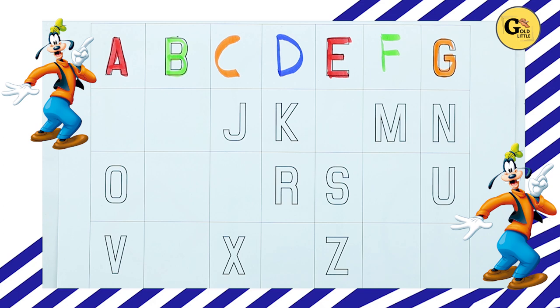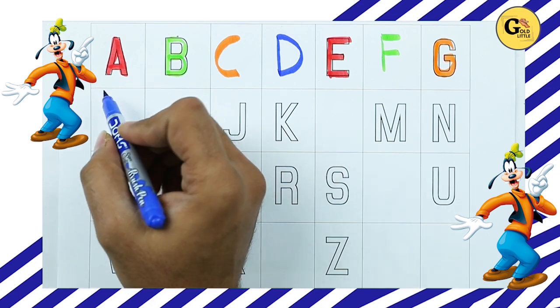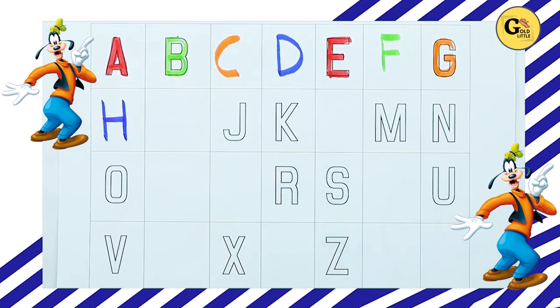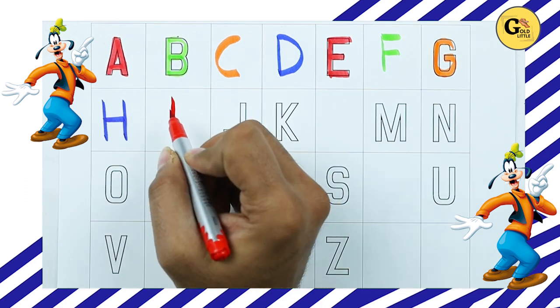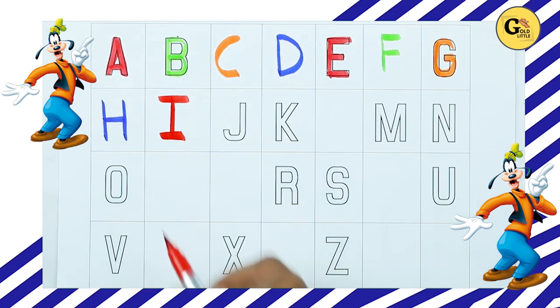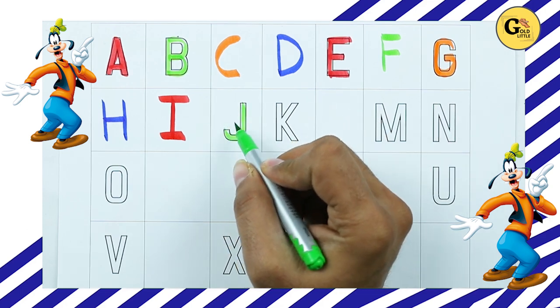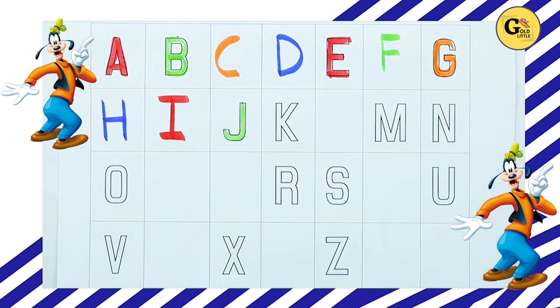What next? Tell me. Yes, right. It's H. H for hen. What next? Next is I. Very good. I for ice cream. And J. J for jug. J with green color.